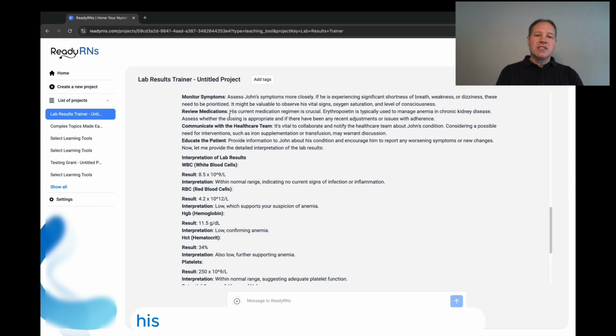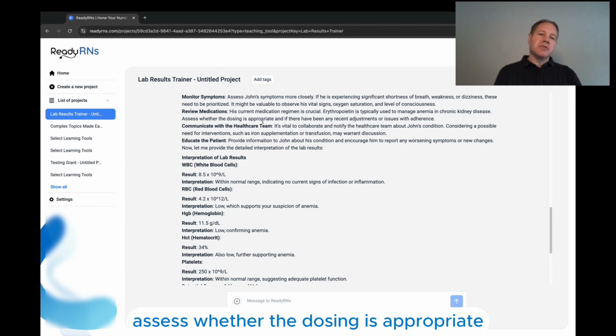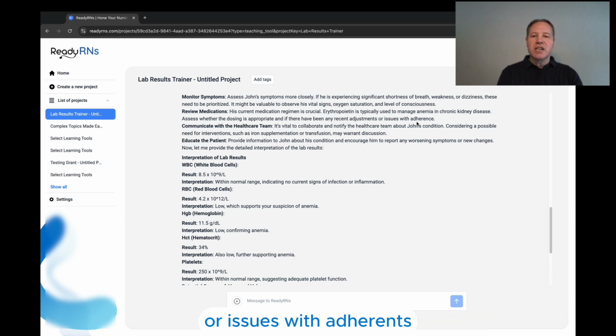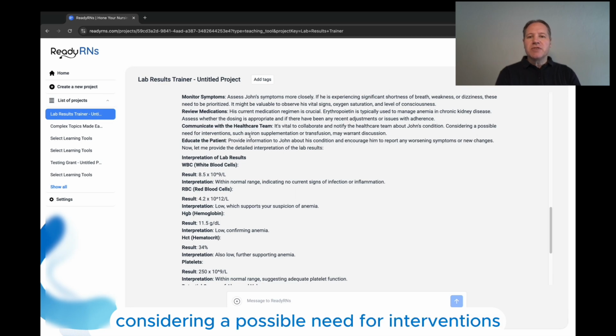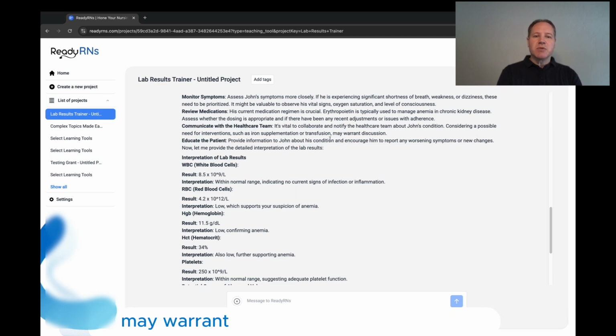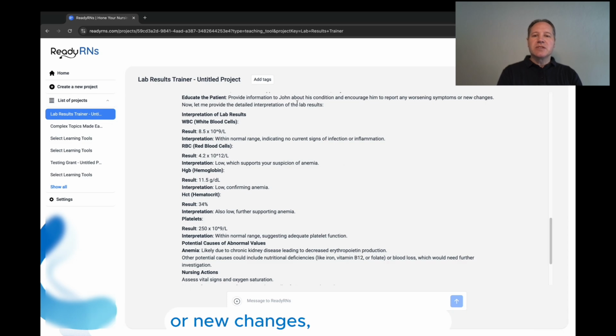Review medications. His current medication regimen is crucial. Erythropoietin is typically used to manage anemia and chronic kidney disease. Assess whether the dosing is appropriate and if there has been any recent adjustments or issues with adherence. And communicate with the healthcare team. It's vital to collaborate and notify the healthcare team about John's condition. Considering a possible need for intervention such as iron supplementation or transfusion may warrant discussion. Educate the patient. Provide information to John about his condition and encourage him to report any worsening symptoms or new changes. And now ReadyRNs is going to go over the lab results.